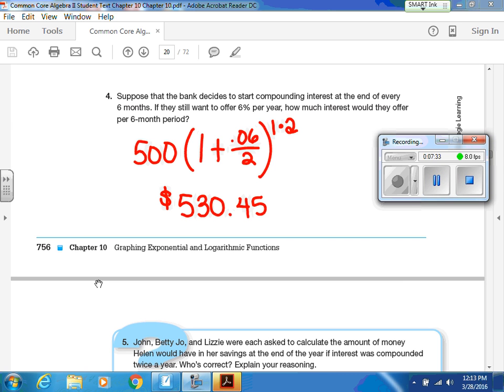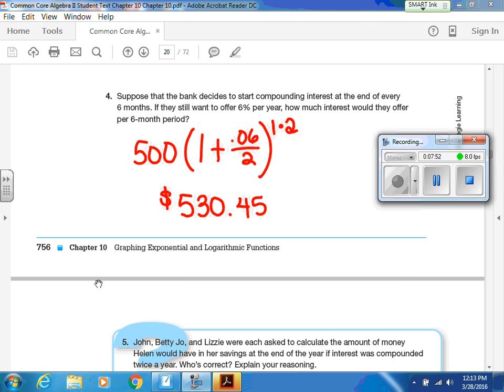I've got a question. If you put 500 times 1 plus 0.03, do you put it to the half power or still 1 times 2? That's 1 times 2, because it happens twice a year.